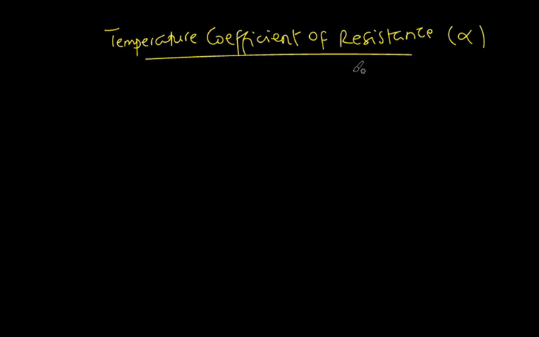Today we are going to be looking at temperature coefficient of resistance, which is denoted by the symbol alpha. So without wasting your time, let's get started. So what is temperature coefficient of resistance? Well, temperature coefficient of resistance is the quantity that shows how resistance varies with temperature.